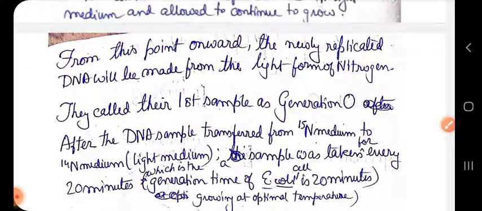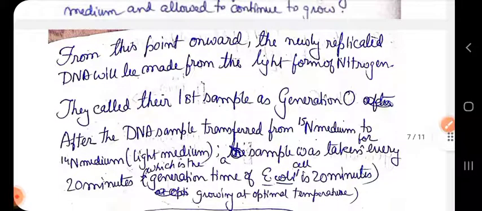And then, every 20 minutes, as 20 minutes is the generation time of E. coli, from the E. coli culture medium having the light form of nitrogen, we take a sample and monitor it. So that is what is written here. From this point onward, newly replicated DNA will be made from the light form of nitrogen.